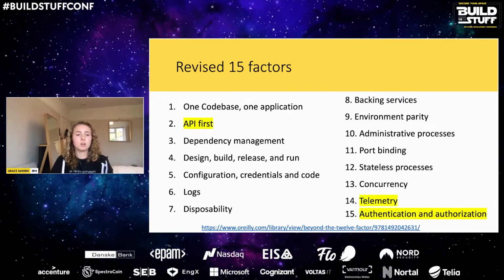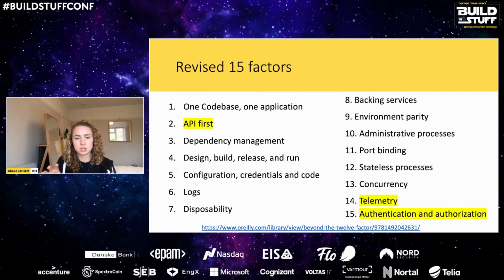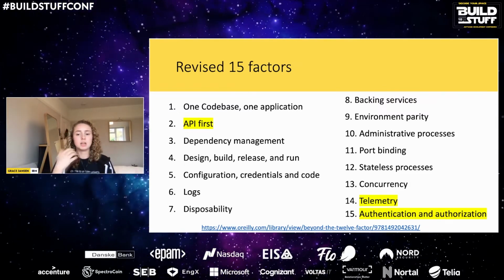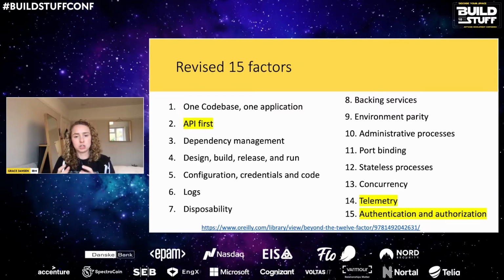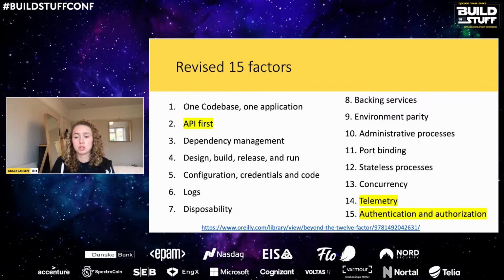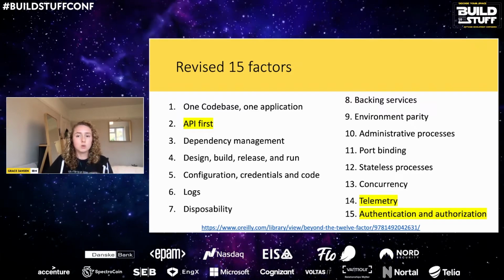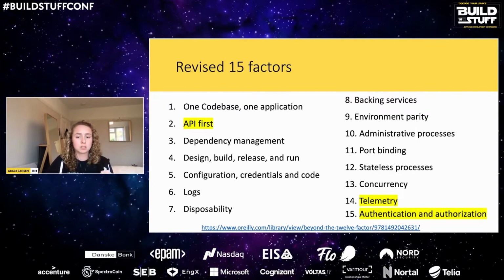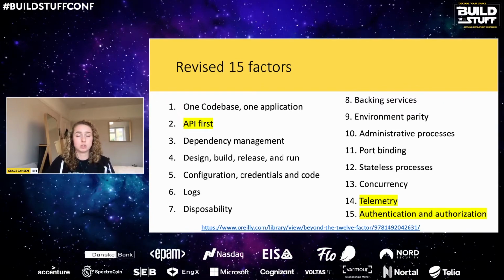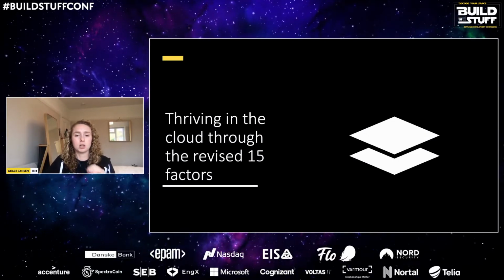The 3 new ones are API first, telemetry, and authentication and authorization. So this is where we're starting to go beyond that original 12 factors. We're iterating upon that and adding additional needs based on what we've discovered since we've started putting applications onto the cloud, what we really need to be able to thrive in this environment. So let's take a closer look at how we can utilize each of these factors to really enable our applications to be cloud native and to exemplify the behaviors that we saw in that word map.